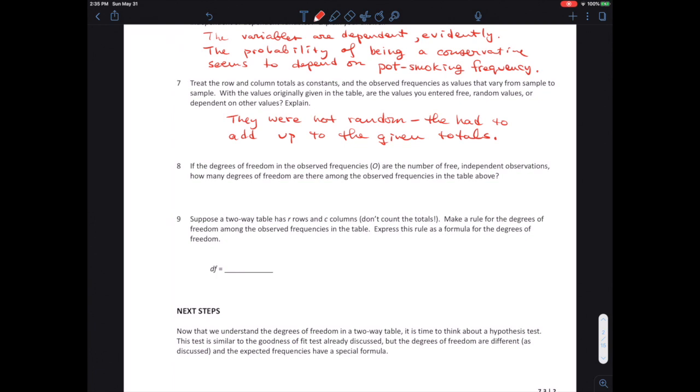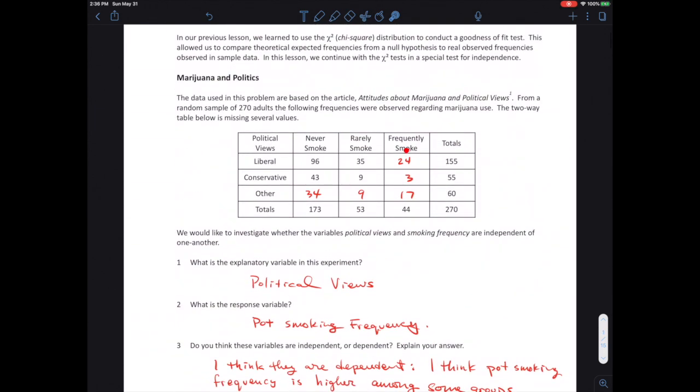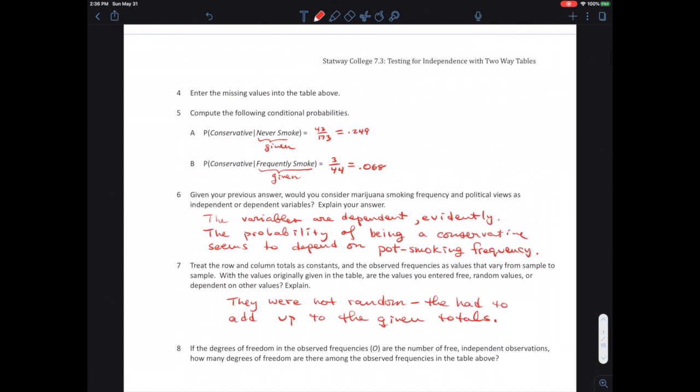Now it says if the degrees of freedom in the table are the observed frequencies, the degrees of freedom in the observed frequencies are the number of free independent observations, how many degrees of freedom are there among the observed frequencies in the table? Well, again, these values that we computed had to be what they were, but there was nobody telling us what these had to be. Those could be changed. It would affect the other values, but I'd say those 4 values are okay being random. So there's 4 degrees of freedom here.